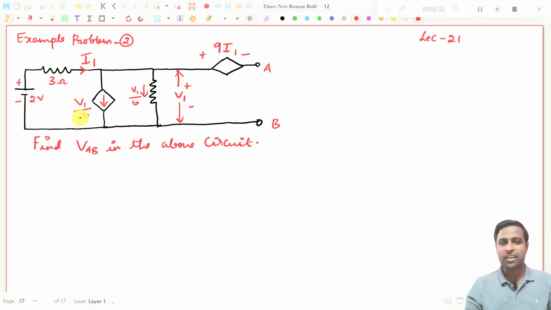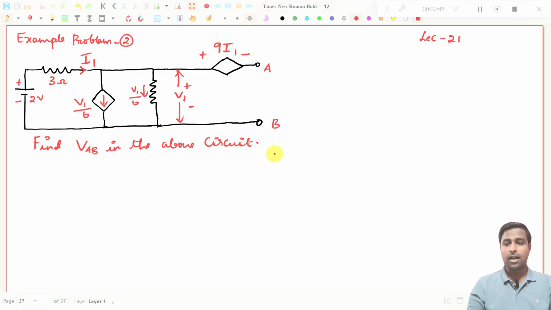And you see there is a current source. This is a voltage dependent current source. 1 by 6 is the value, and this V1 is nothing but the voltage between these two points. This is a little bit complicated problem. Anyhow, we try to solve this problem.